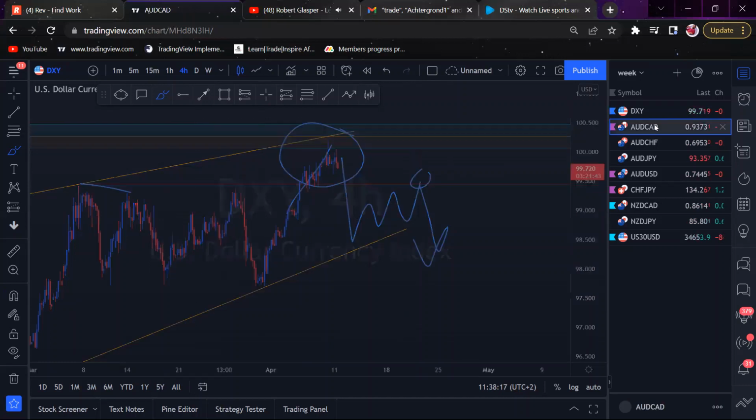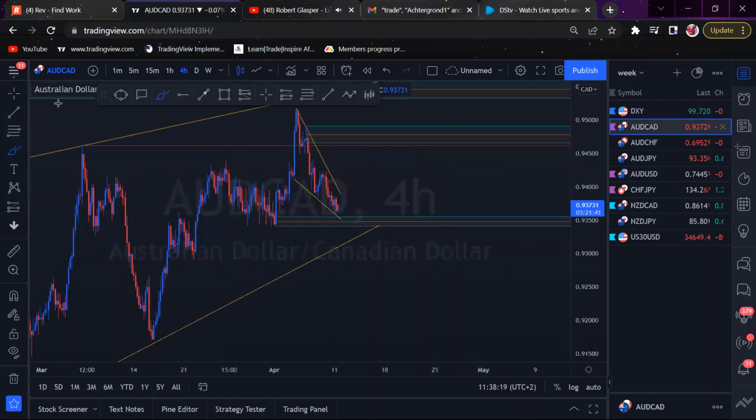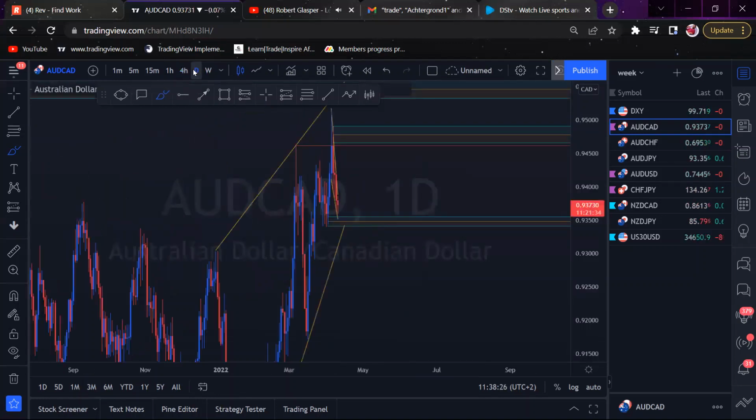Let's go on to our pairs, guys. Let's get into some Aussie Cad. So Aussie Cad, okay, I don't think it's ready as yet. But guys, in all honesty, on Aussie Cad, I've got directional biases in two different directions. I've got both a short-term buy and then obviously the long-term sell.